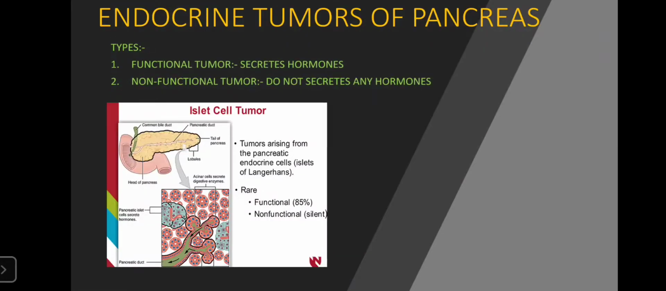Now we will see the endocrine tumor of the pancreas, which is of two types. One is functional tumor, another one is non-functional tumor. The functional tumor secretes the hormones which are secreted by the pancreas, like glucagon and insulin, in excess amount, whereas the non-functional tumor does not secrete any type of hormone.